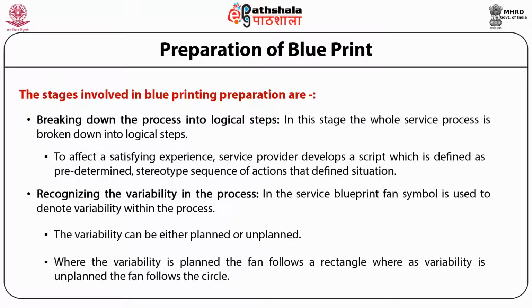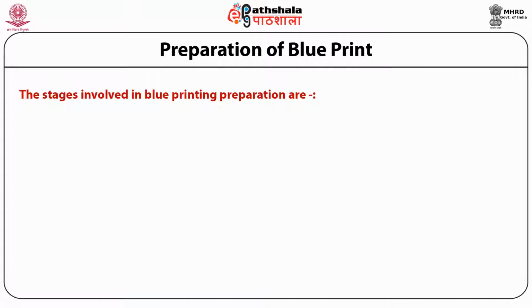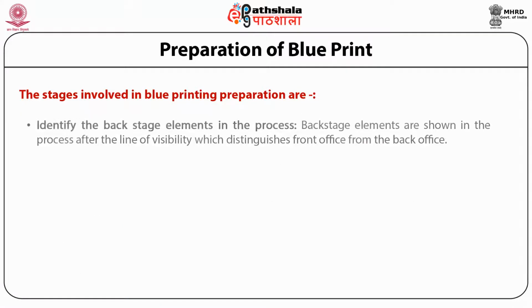Where the variability is planned, the fan follows a rectangle, and where the variability is unplanned, the fan follows a circle. Next step, the fourth step says identify the backstage elements in the process.